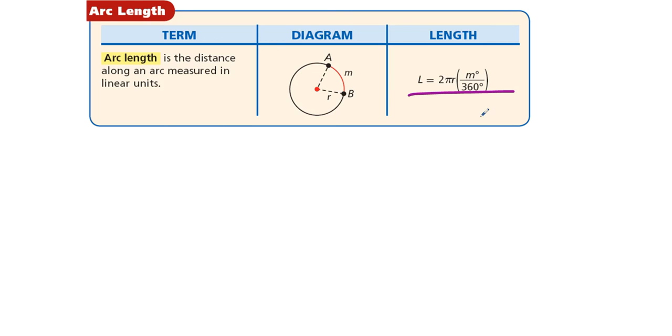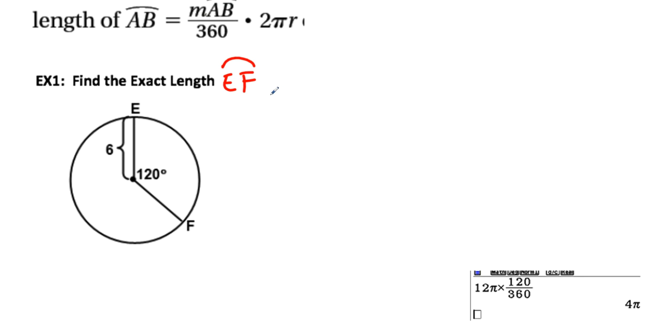And again, this is from an older textbook, but it's pretty much the same in all the textbooks. You're going to need an r, and you're going to need the measure of the arc. And you just plug those in. All right? You're going to use the pi button on your calculator. So here's our first example. Find the exact length of EF.